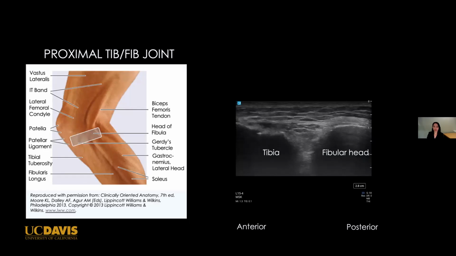Next, the tib-fib joint. You can orient the transducer as depicted above from anterior to posterior. You can look for an effusion, tenderness with sonopalpation. And lastly, the last two structures to be scanned in this case would be best evaluated in a prone position.